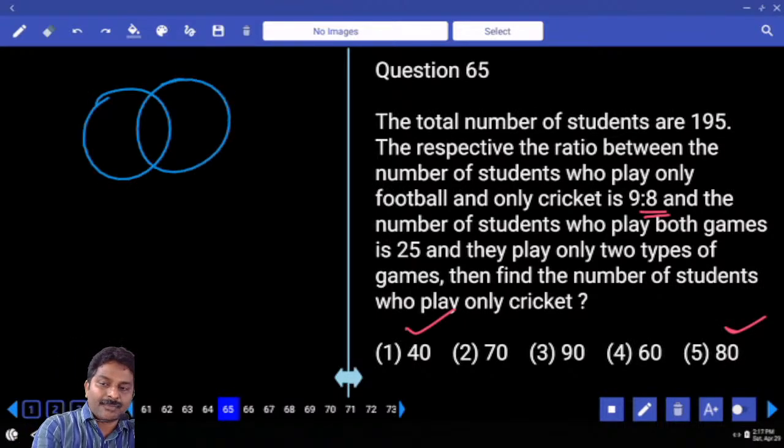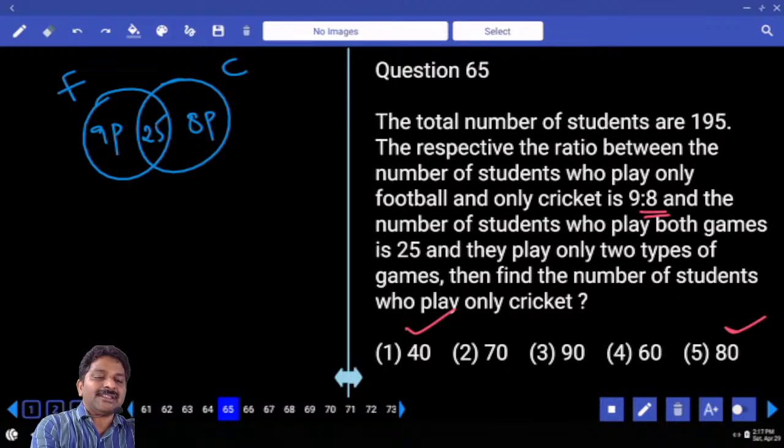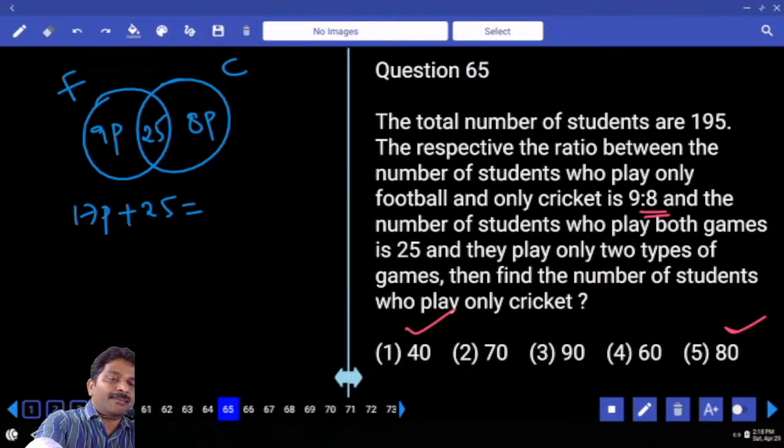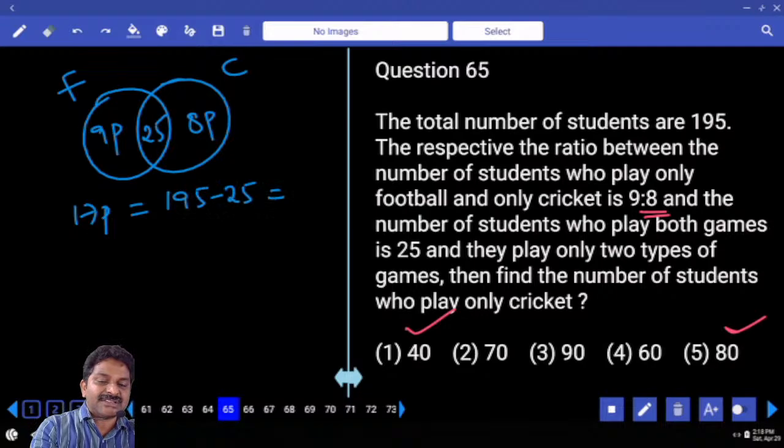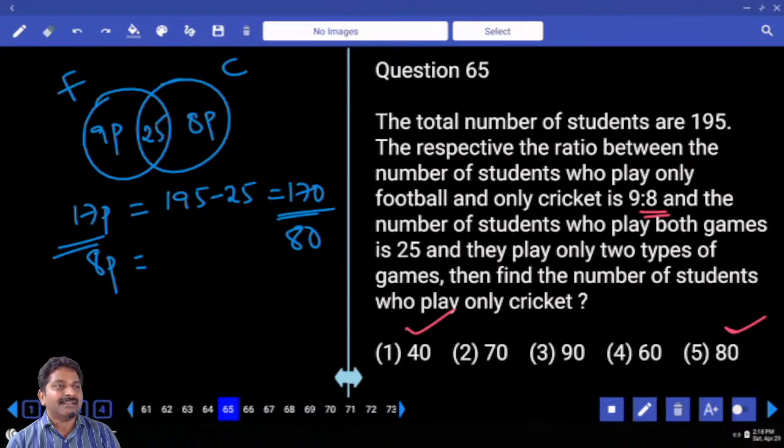Venn diagram. Only football, only cricket, and both together 25. Here we have 9 parts. Only cricket, total in the sense 17 parts plus 25, which is equal to 195. Plus 25 goes to other side, then 17 parts is 195 minus 25, which is equal to 170. Then only cricket 8 parts, that must be 80 only. 17 parts 170, 8 parts 80. Followed?